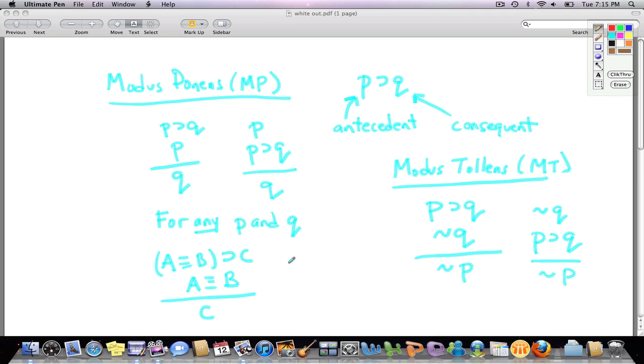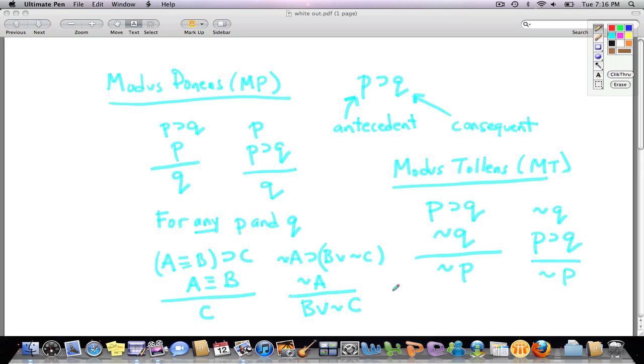One more modus ponens. Let's say we have an antecedent of not A and a consequent of B or not C. Modus ponens says if we have the antecedent, which is not A here, we get the consequent. You should know what it is. It's B or not C.